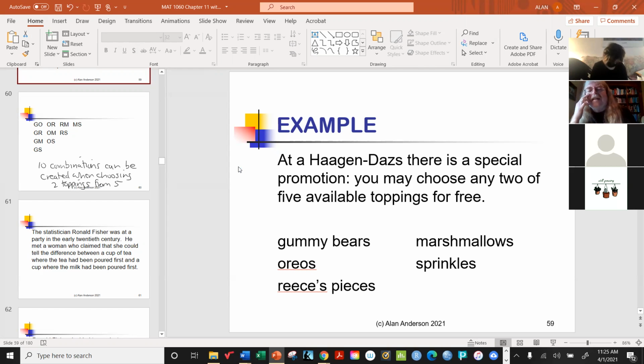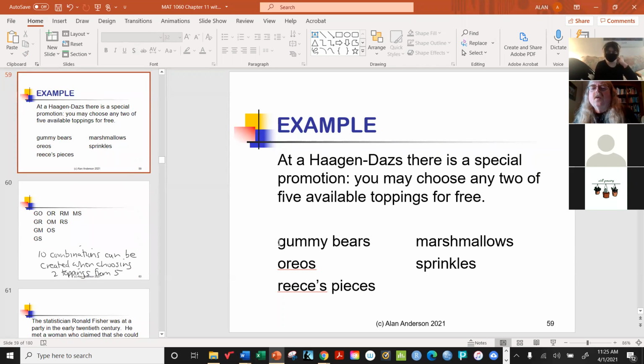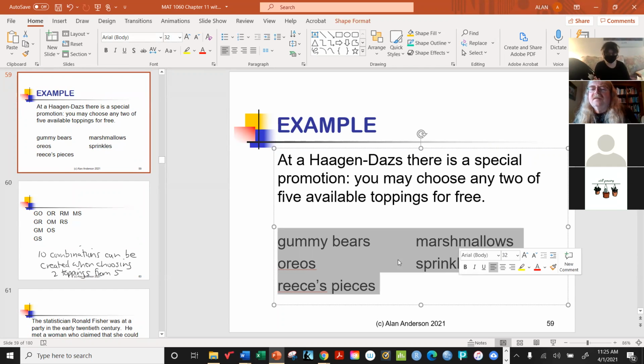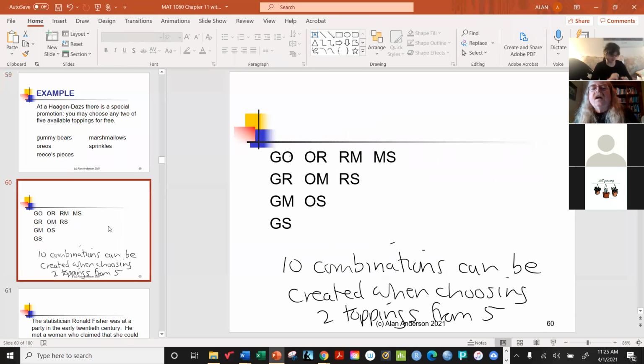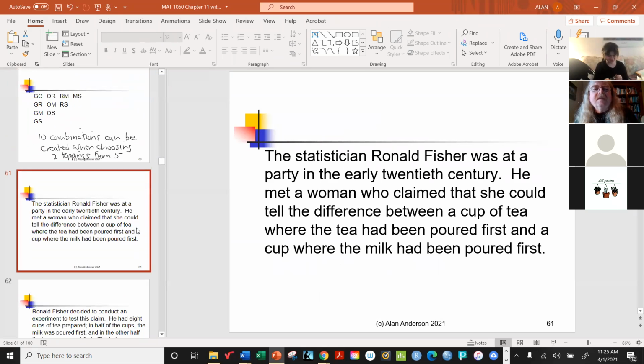But except for somebody who really knows her tea, I think you'll agree that in this case the order does not make any difference. I can hardly believe anybody would notice if the guy behind the counter poured the gummy bears first and then the marshmallows, or the marshmallows and then the gummy bears. I don't believe anybody could tell the difference. So these qualify as combinations.